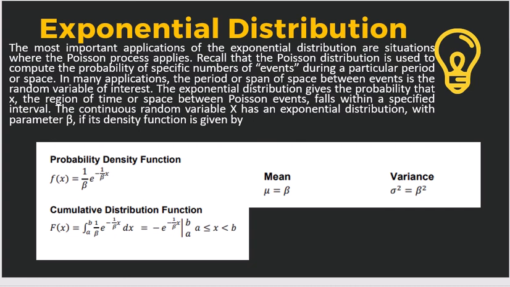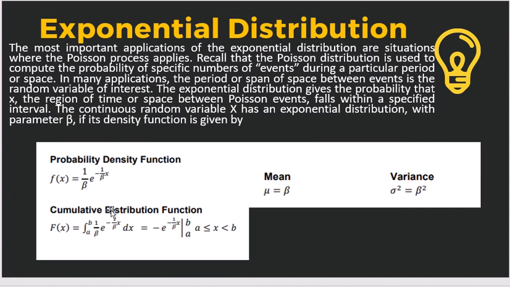The continuous random variable x has the exponential distribution with parameter beta if its density function is given by the probability density function, where f of x is equivalent to 1 over beta times e to the exponent of negative 1 over beta times x. So by the use of the cumulative distribution function, you're going to have your a and your b as the lower and the upper limits.